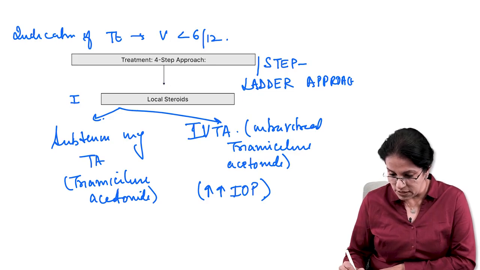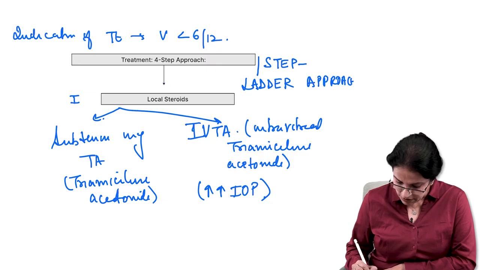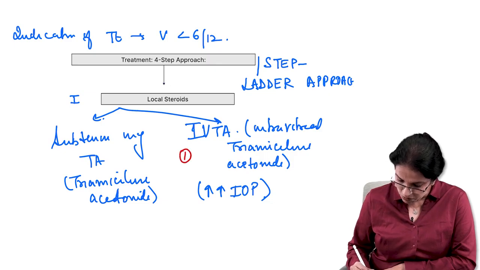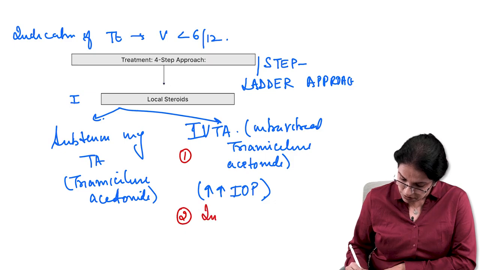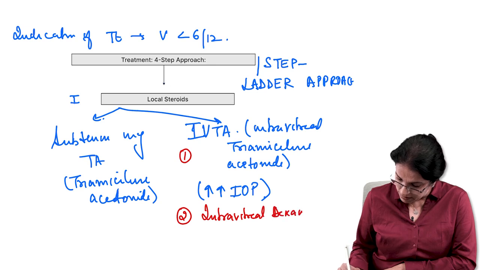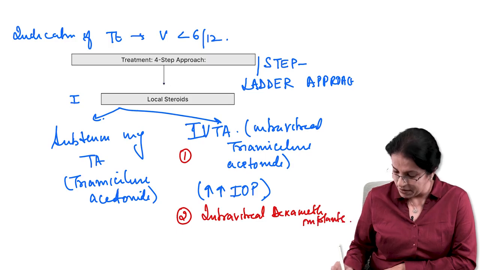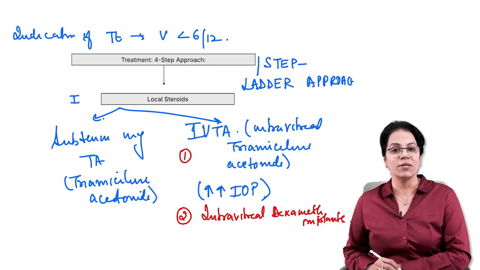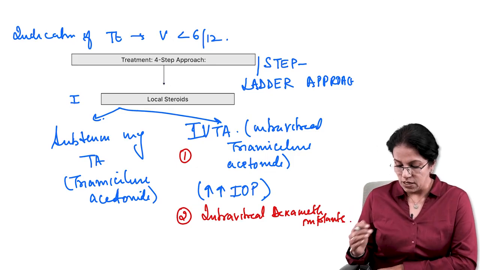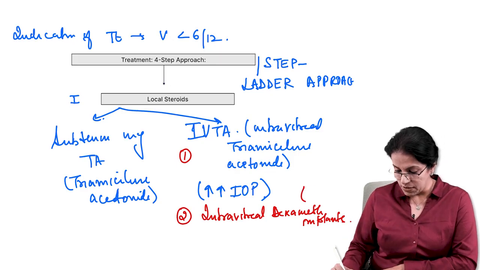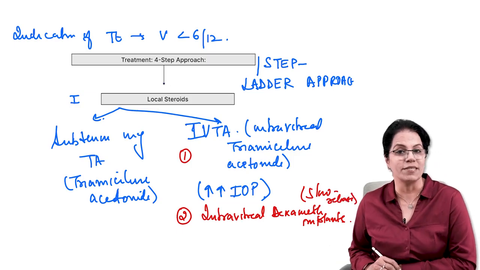So we can write it like this. This is number 1, and number 2, intravitreal dexamethasone implants. Got it? These are slow release. We have to know this, because it is slow release, the increased IOP problem will not happen so much, right? Okay. What is the second step?